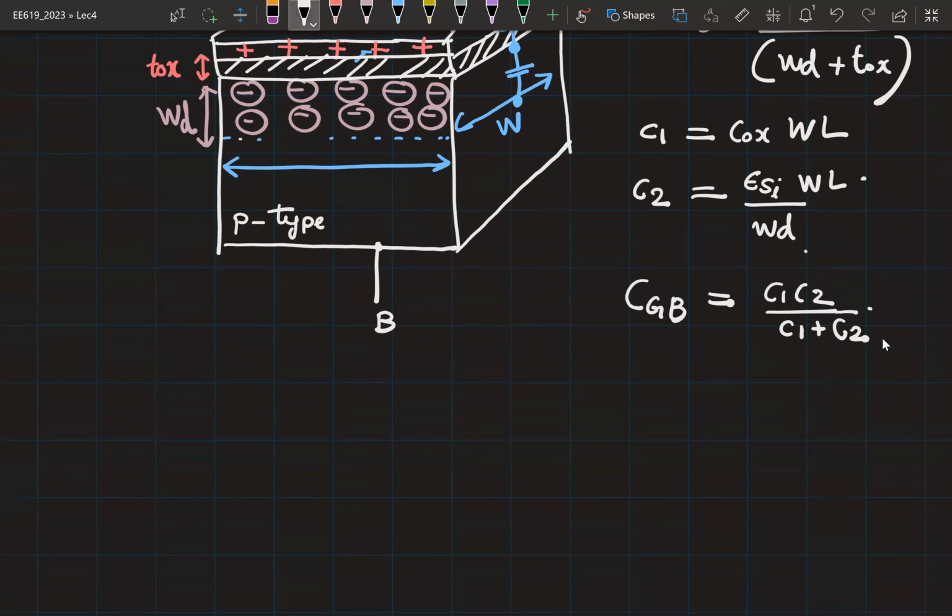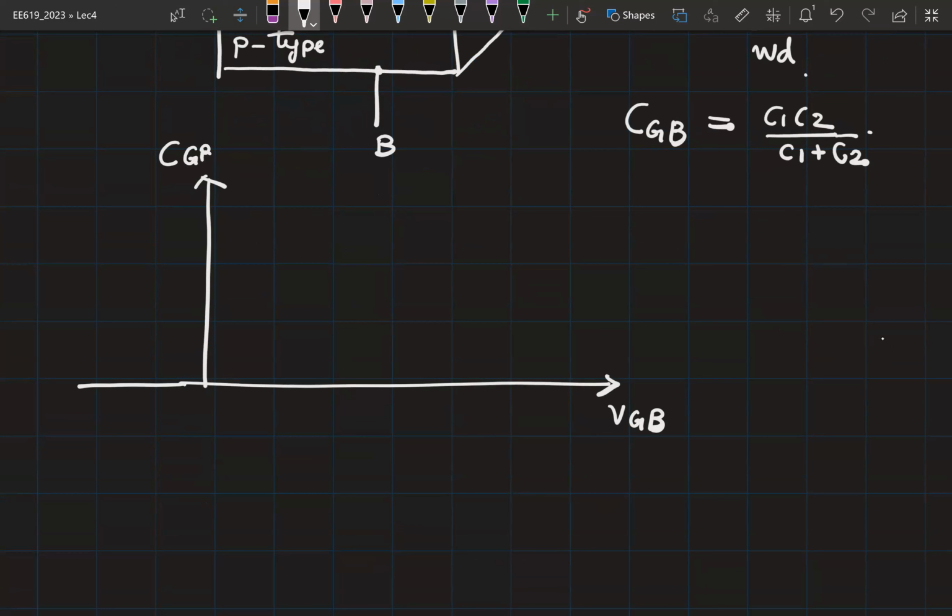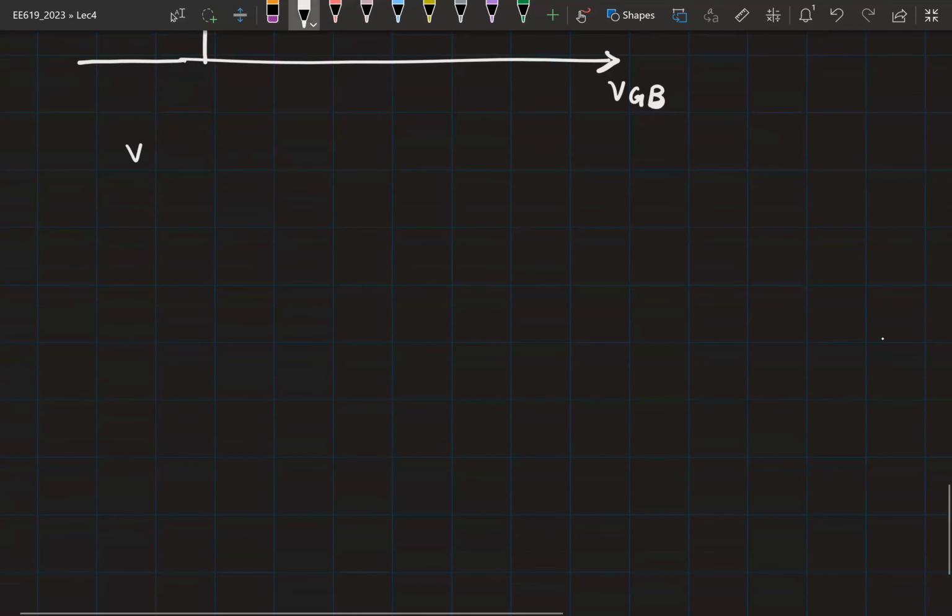So here we have VGB and here I'm plotting CGB. When VGB was negative, what is the value of the capacitance? Please look at your notes and tell me. This will be equal to COX times W times L, right? What happens once VGB starts to become positive? Is the value going to increase or decrease? It is going to decrease, right? So it will keep decreasing. Now what happens after that? We will see. Now we will analyze this for the condition where VGB is much greater than VTH.